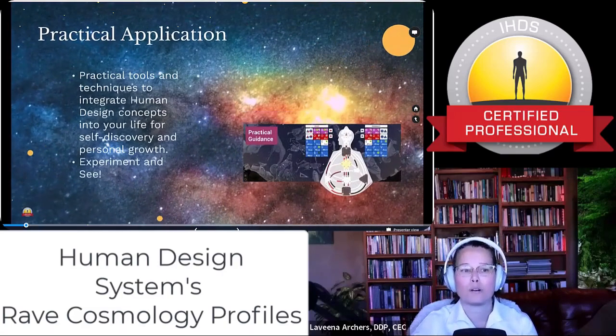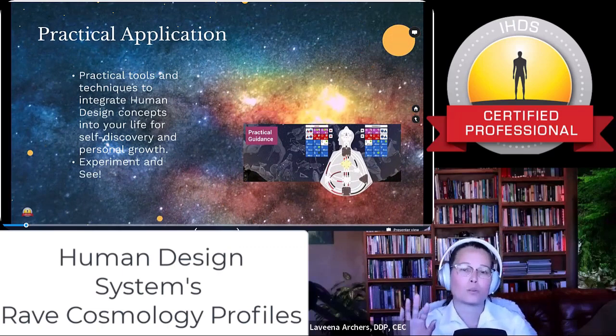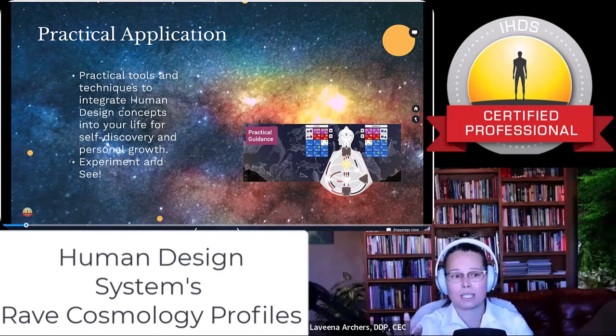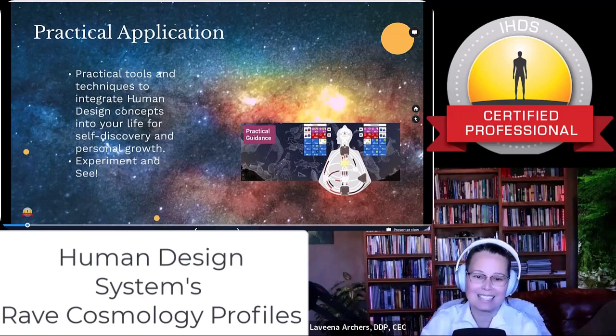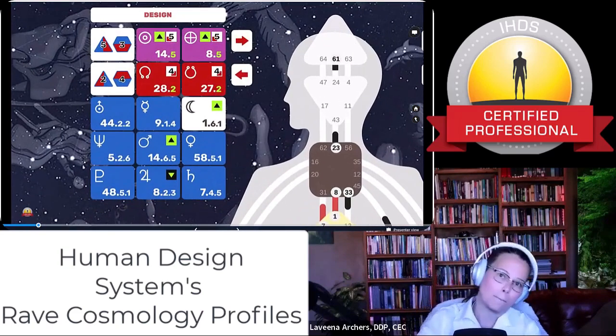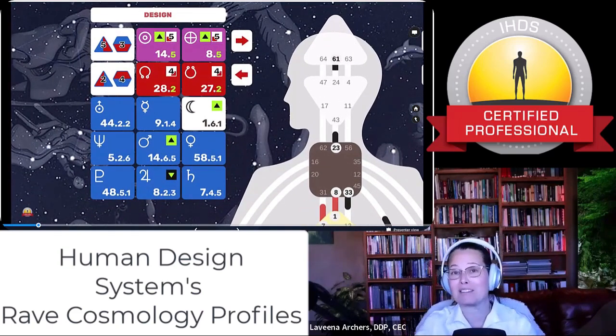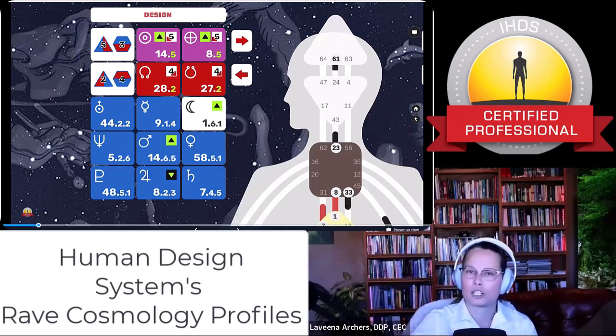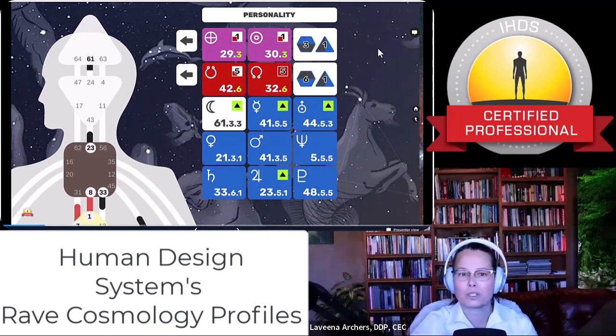It's called True Profile. And True Profile is one of the practical tools and techniques that you're going to use when you learn it to integrate Human Design concepts into your life so that you have not only self-discovery and personal growth. Just experiment with it, try it and see how this practical guidance works. When we look at the body side of the body graph, you're looking at the thing that's unconscious about you. So it's unconscious, it's design, it's not something that's accessible by the mind, the personality.